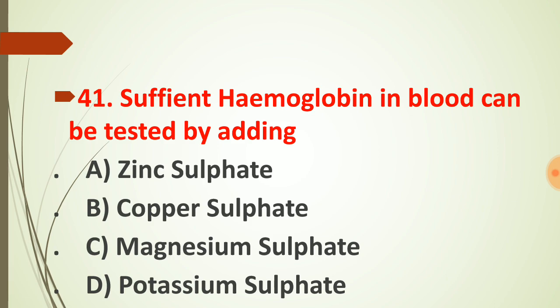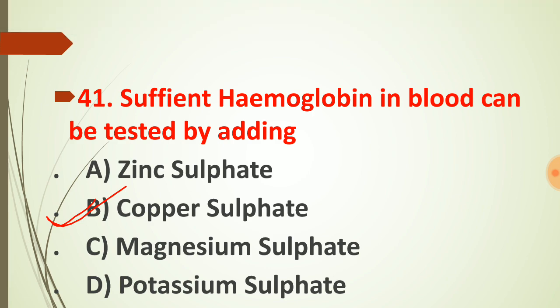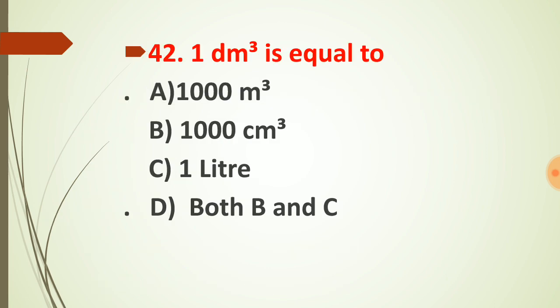Sufficient hemoglobin in blood can be tested by adding copper sulfate. If you want to see how copper sulfate tests the hemoglobin level in our body, then you can search on YouTube, you can see some videos about this. So the hemoglobin level in our body is tested by adding copper sulfate.